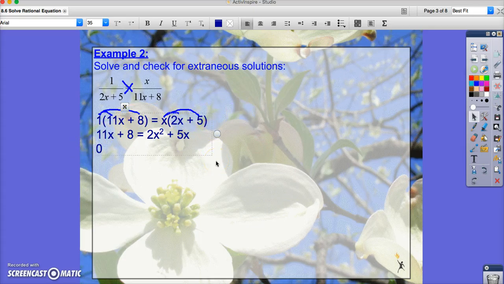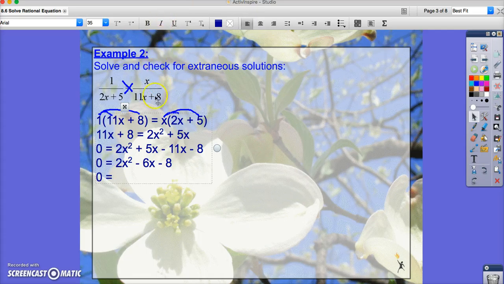So I'm going to keep it as 0 equals 2x squared plus 5x. I'm going to bring the 11x over, it's negative 11x. Positive 8 over is negative 8. Now we'll combine like terms. So 5x minus 11x is negative 6x minus 8.